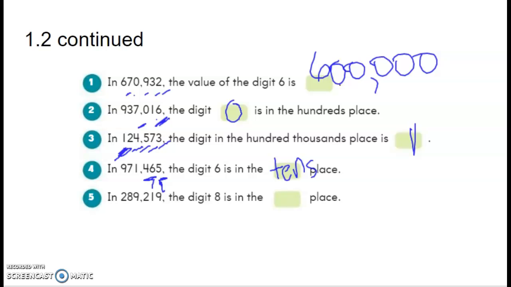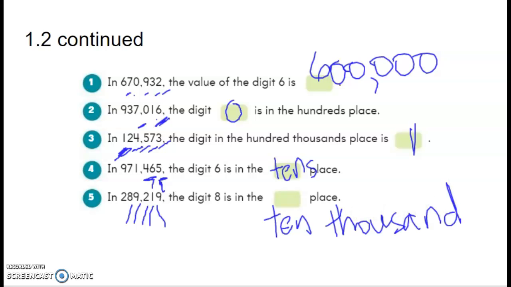This last number 5, in 289,219, the digit 8 is in the blank place. So again, ones, tens, hundreds, thousands, 10,000s. Now maybe you don't need to count, or maybe you start at the thousands place and go from there. But if you need to count every time, that's fine. So digit 8 is in the 10,000s place.